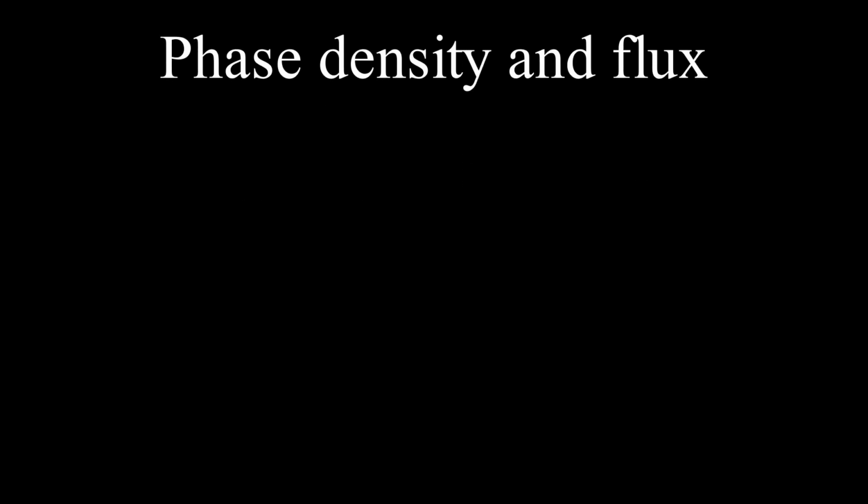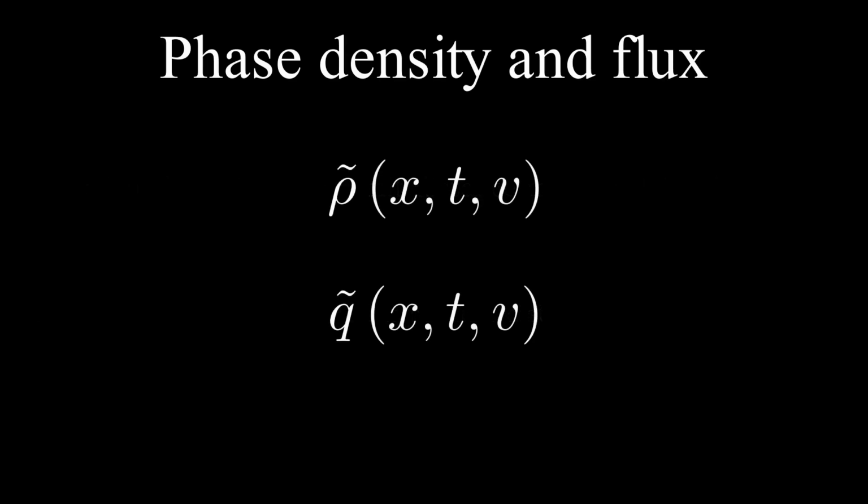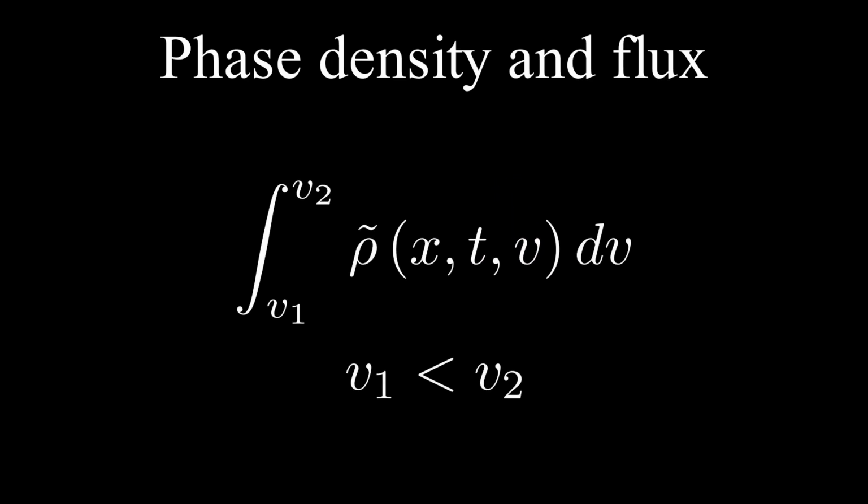In order to extend this to any velocity distribution v, we must introduce the density and flux in phase space. I'll denote them by ρ tilde and q tilde, which are defined in the usual sense, so the density and flux, but restricted only to cars moving at the fixed velocity v. This would make ρ tilde and q tilde functions of not only x and time, but of the velocity v as well. So the density of the cars moving between two velocities v1 and v2, so that v1 is slower than v2, would be the integral of ρ tilde between v1 and v2 with respect to v.